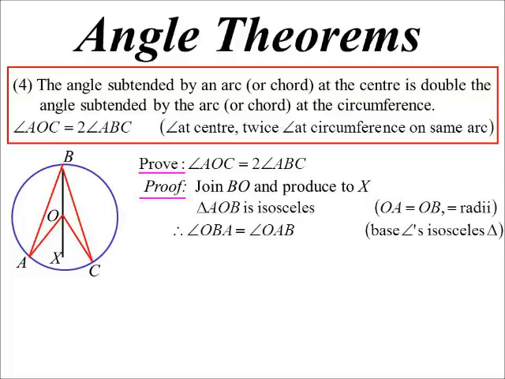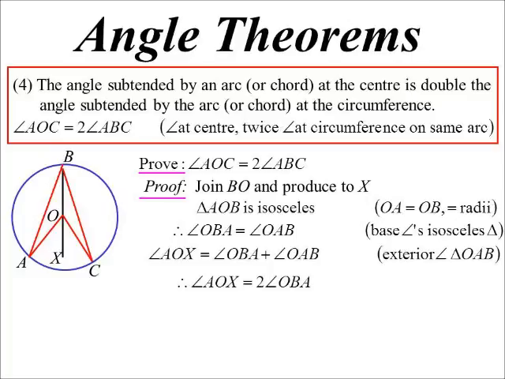So if that's true, then OBA and OAB are equal. I've used the terminology that people tend to frown on there. Base angles of an isosceles triangle. People tend to write equal angles of an isosceles triangle rather than that. But now AOX is the exterior angle of triangle AOB. So it'll be OBA and OAB added together, but we've just said they're equal. So I could say AOX is twice angle OBA.